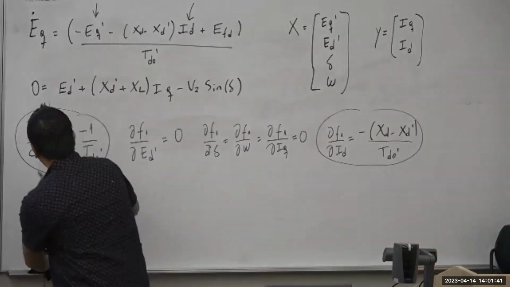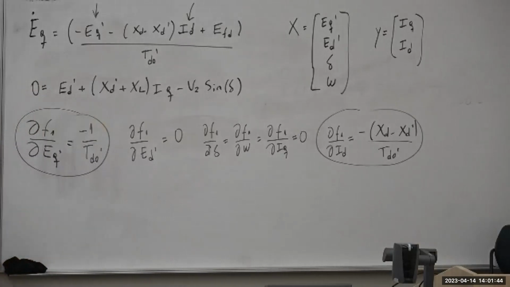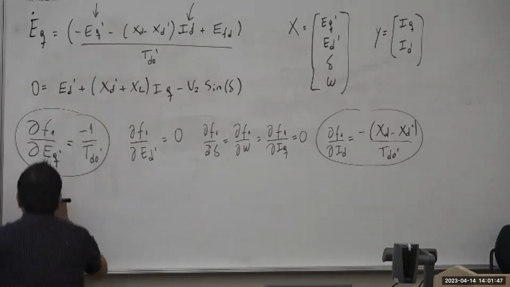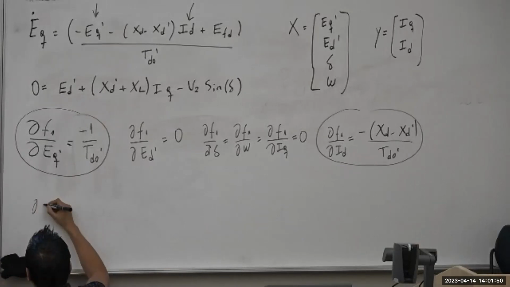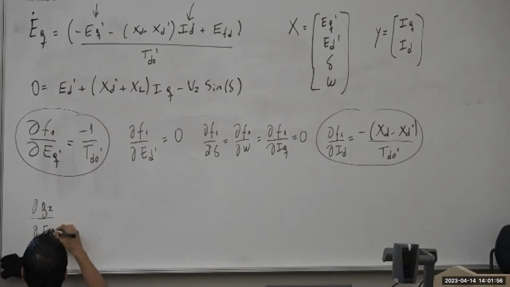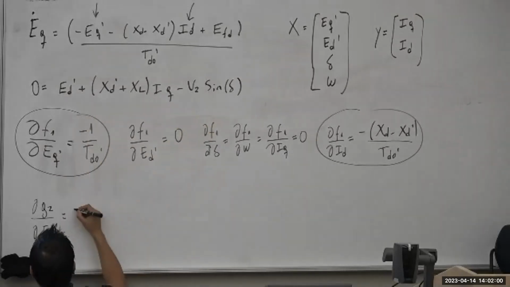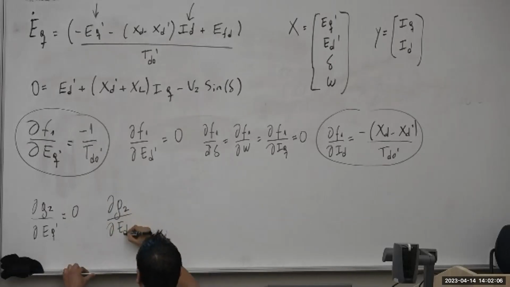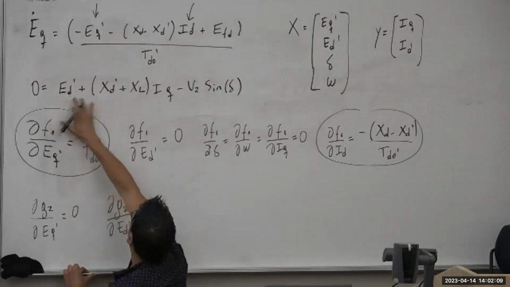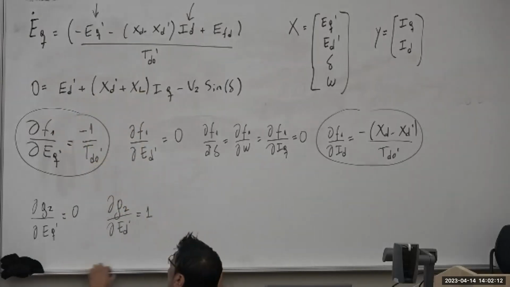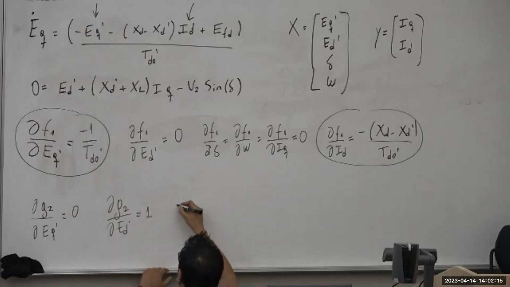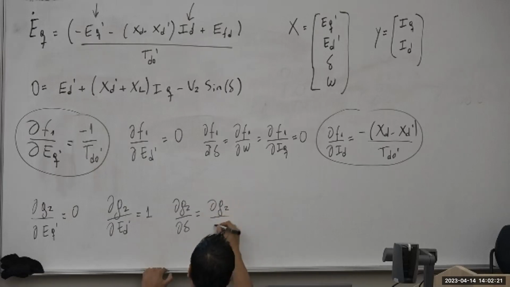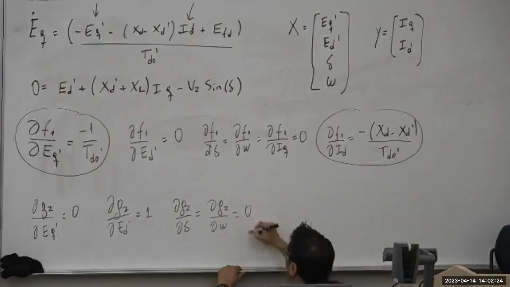For the last equation, that is going to be the derivative of g2. We have two algebraic equations, and that's the last one. So we derive g2 with respect to Eq prime. And as you can see, it's not there, so this derivative will be 0. But when you get the derivative with respect to Ed prime, as you can see here, the derivative is just 1. Then all the rest of the variables here are going to be 0.